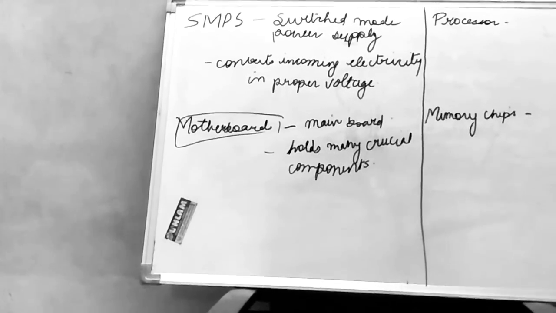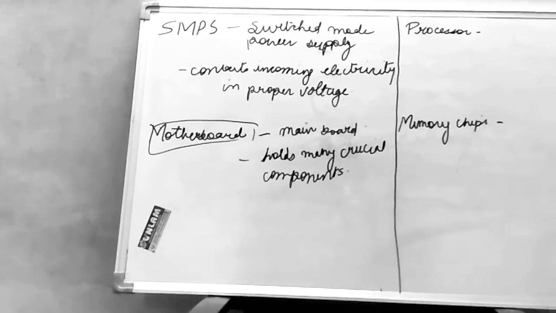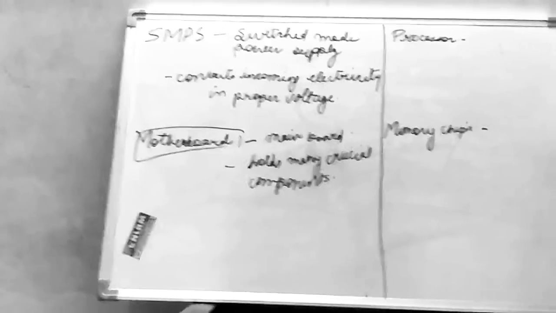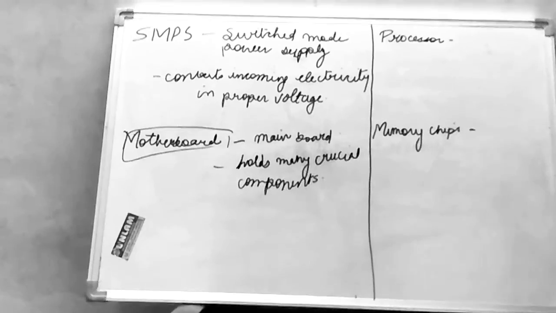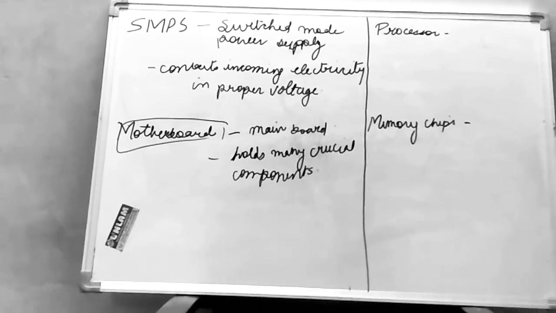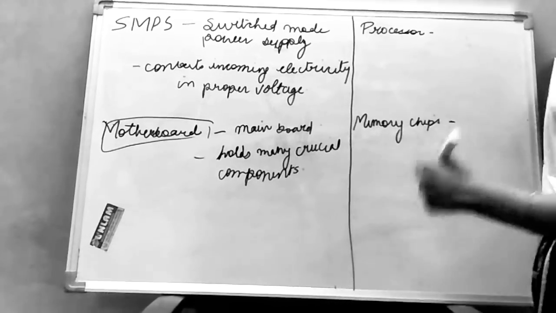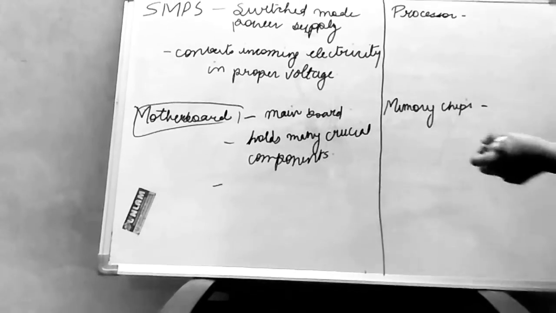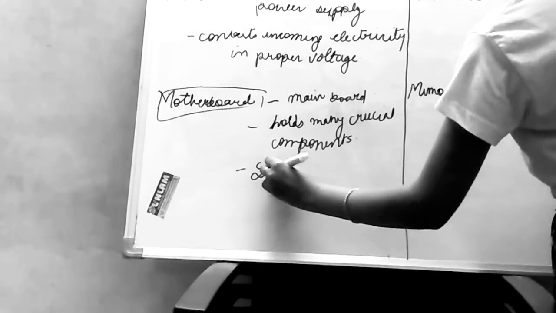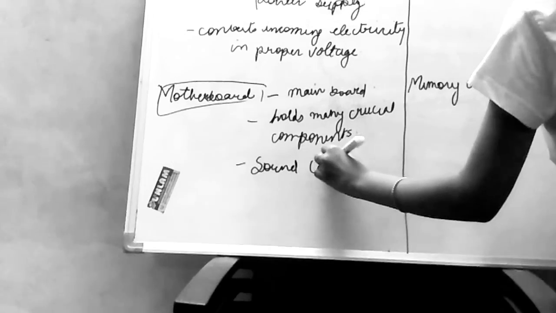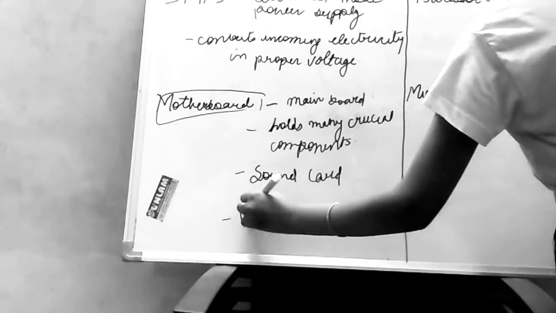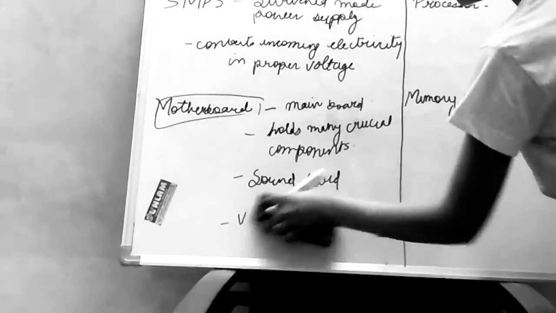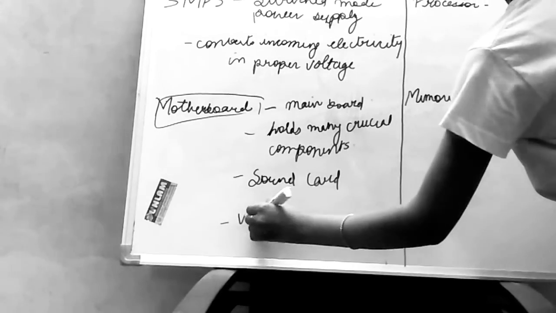The sound card lets the computer play sound, and the video card allows the computer to display videos, graphics and animations. So the two things we are to study here are the sound card and the video card.